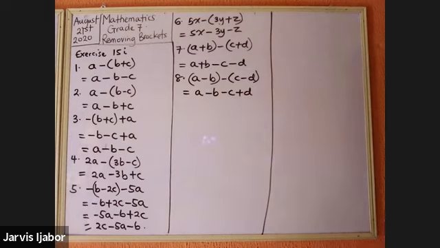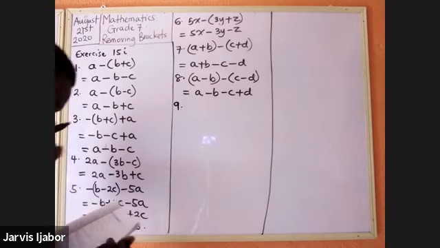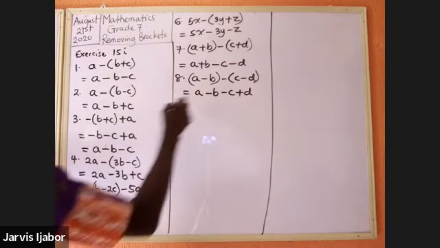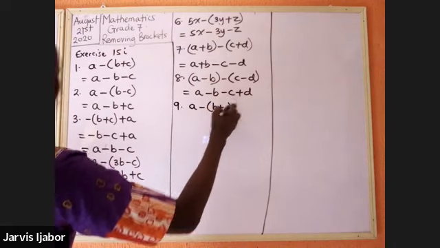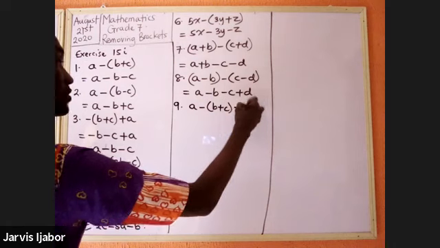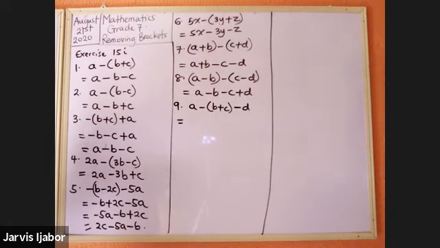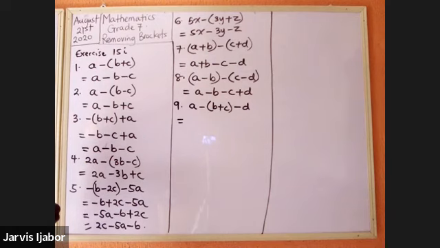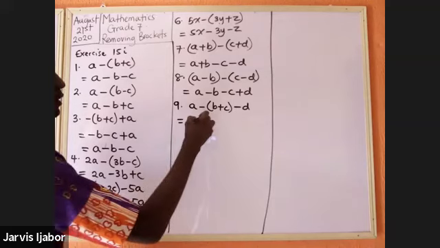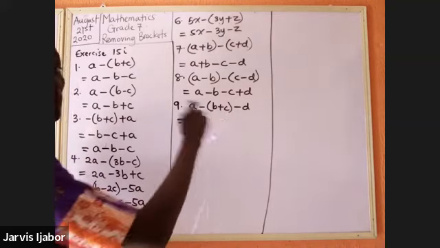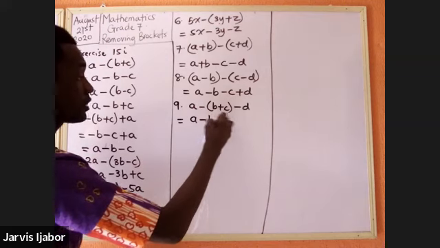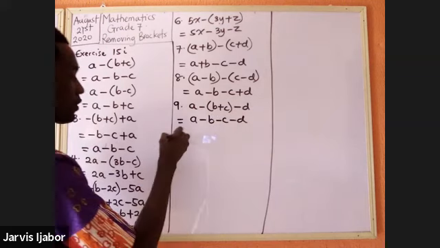Question 9. A minus bracket open B plus C minus D. What is this going to give you? This will give you A. The negative is only affecting this content. They are both positive, so they will both change to negative. Minus B, minus C, minus D. Question 10.